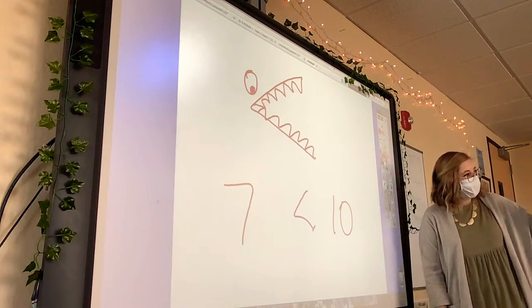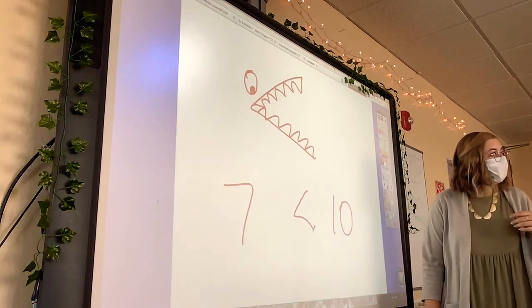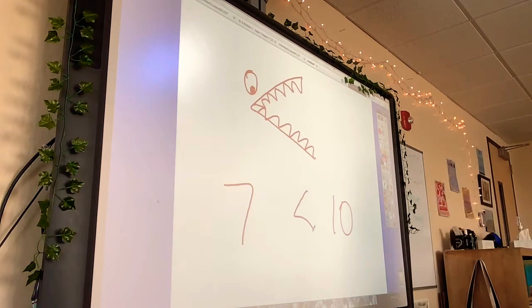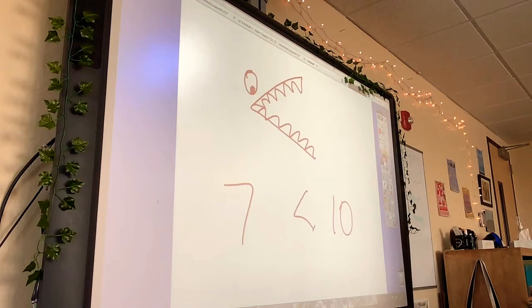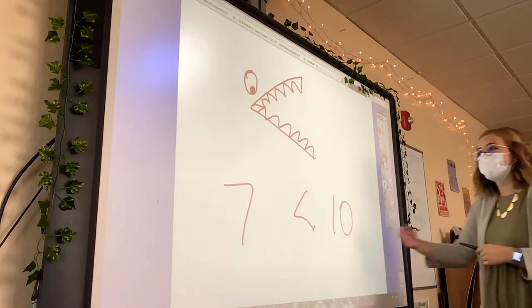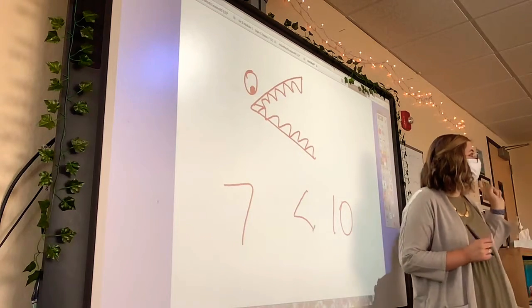Go fast, Nora. Isaac, questions? I just want to tell you something. With the less than sign, it's like it ate the 10 and then spat out the 7 at the other end. Yeah, you can think of that. Maybe he ate both and then kept the bigger one and spit out the other one. You can think of that too? Okay.